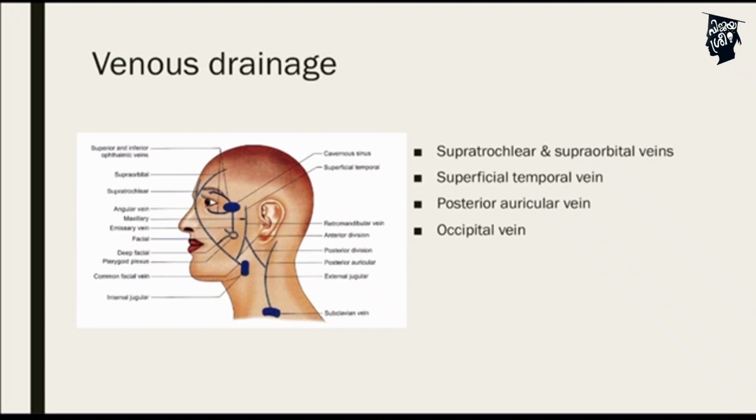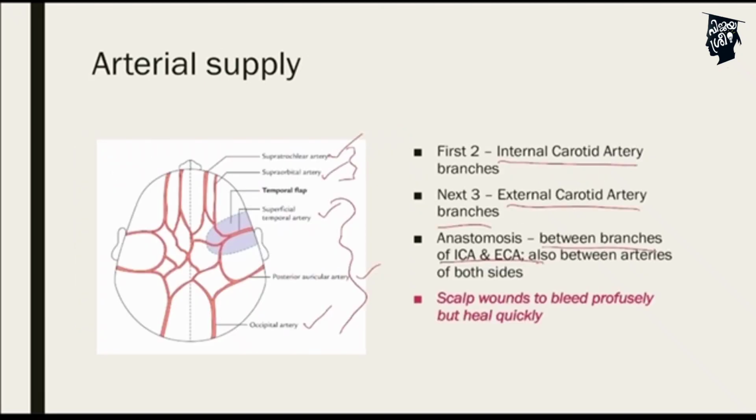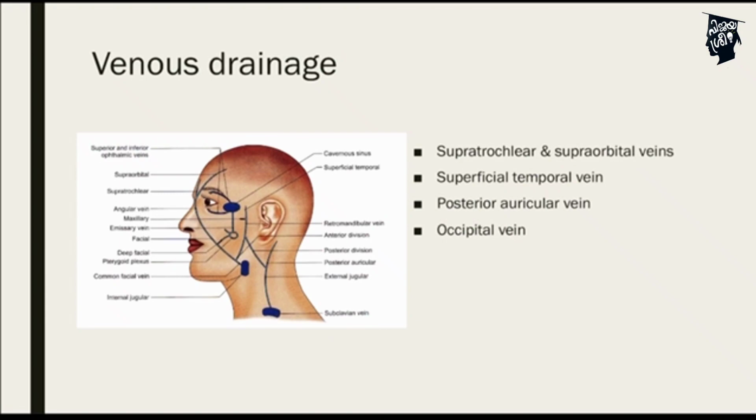Next, talking about the venous drainage. Now, when we talk about the venous drainage, we must keep in mind this same figure itself, because the veins of the scalp run alongside the arteries of the scalp and have the same name as them. So we have a supratrochlear vein, a supraorbital vein, a superficial temporal vein, a posterior auricular vein, and an occipital vein. Now let's discuss the course of these veins.